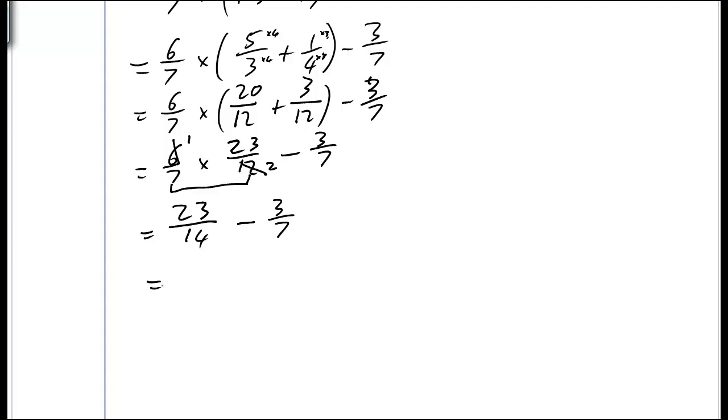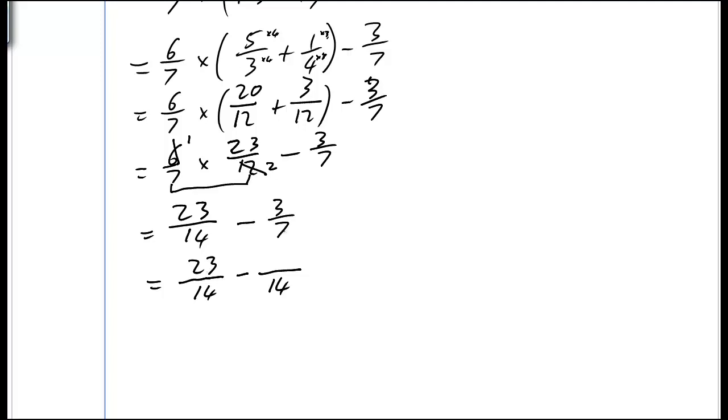Okay. Now, in order to do subtraction and addition, you have to have the lowest common denominator. So I've got to rewrite these two fractions with a lowest common denominator. So what number will 14 and 7 go into? Well, it's obviously 14. So that's 23 over 14.